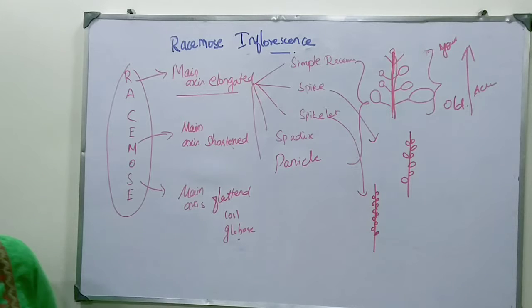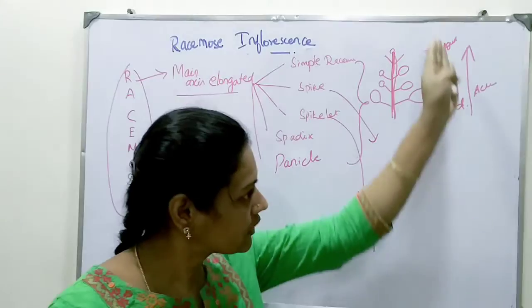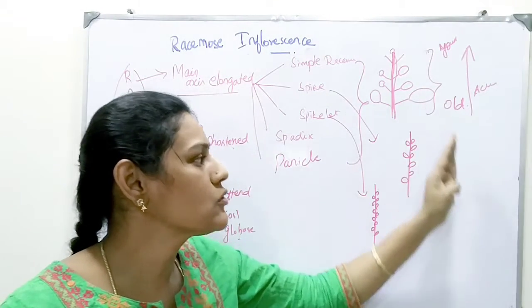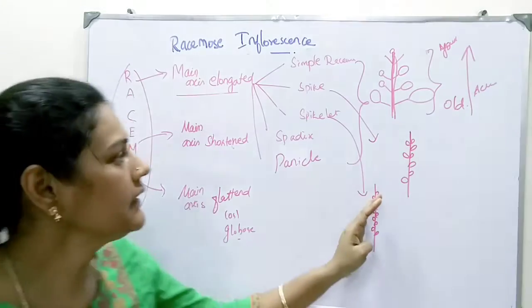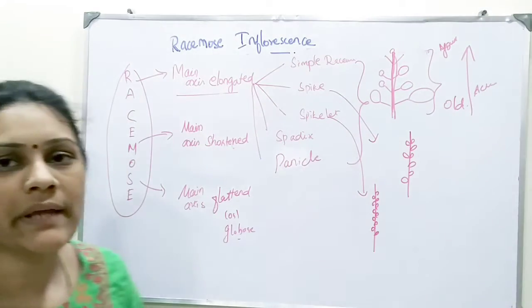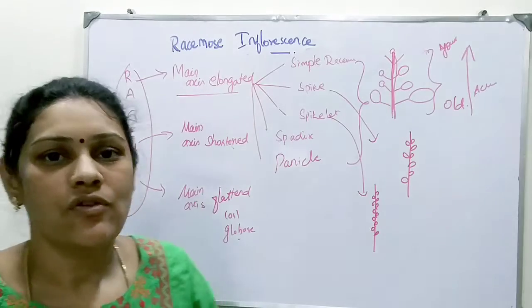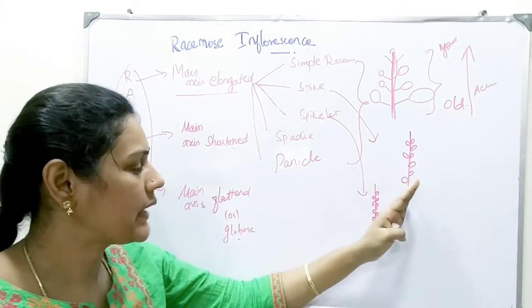It is arranged on the main axis and it is having a sessile flower in acropetal succession. Everything has acropetal succession and is also unbranched. Okay, only here branches will come. When spikelet and spadix come, you'll be having branching. So this is a spikelet and this is spike and spikelet.